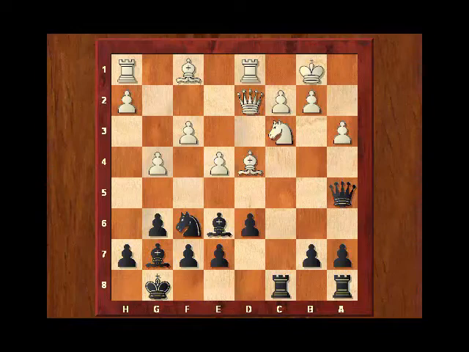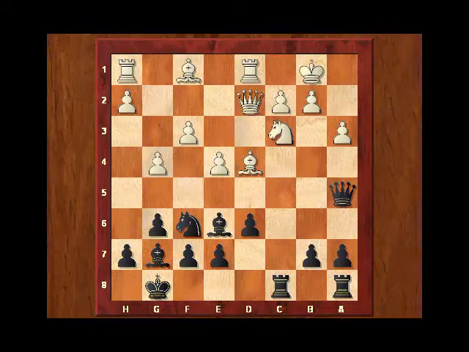Okay, let's compare answers. Let's do step number 1 of the Silman thinking technique here. Let's try and find out positive and negative imbalances for both sides. In other words, let's do a positional breakdown. Okay, here we go. What about material? Well, material is even, right?